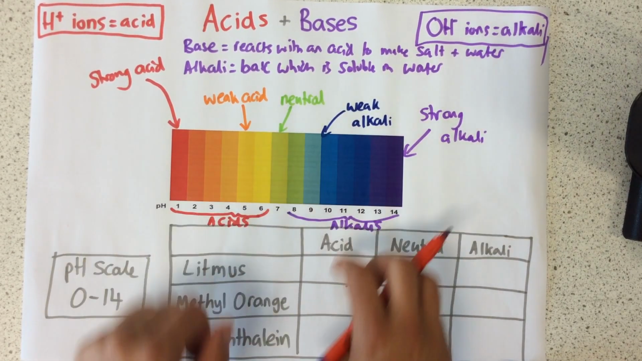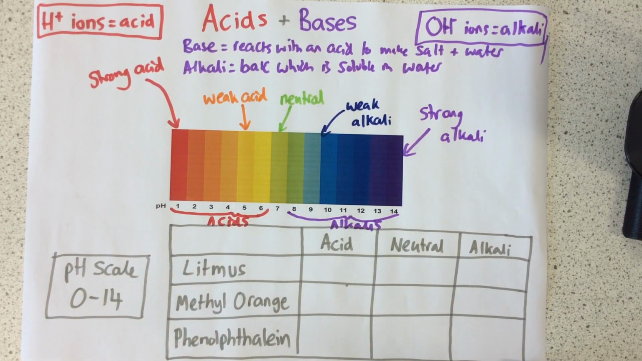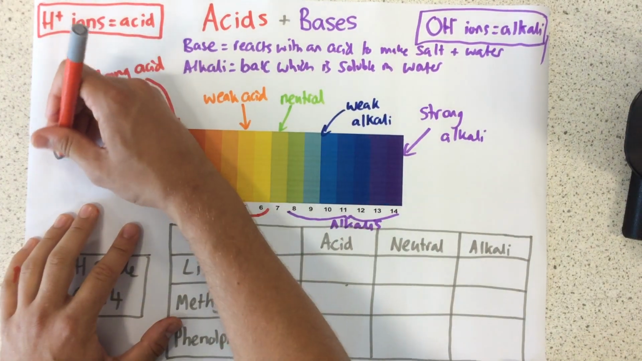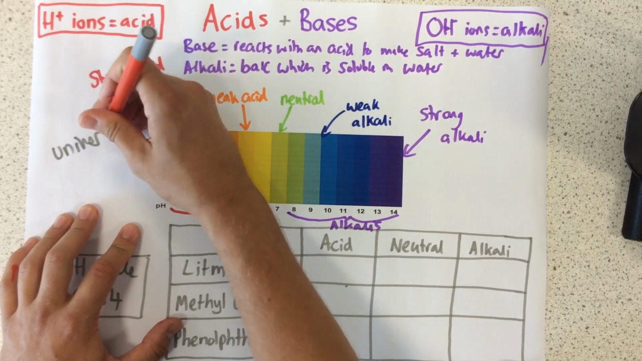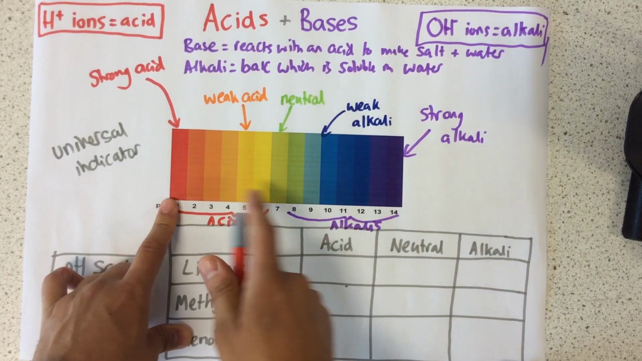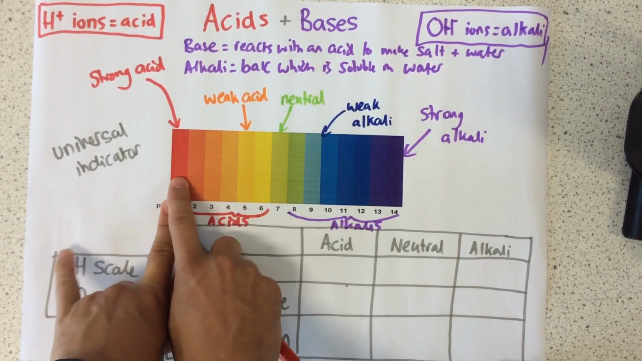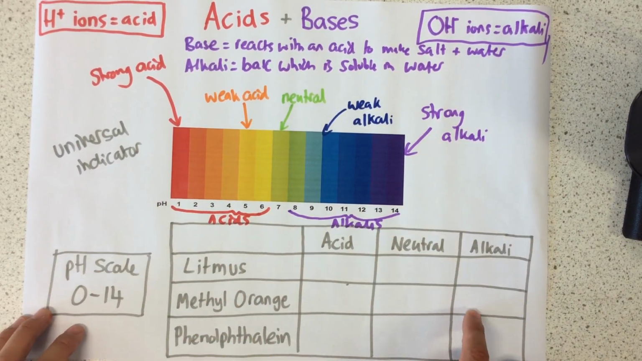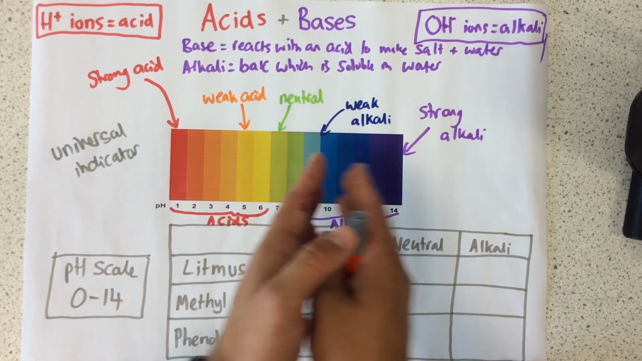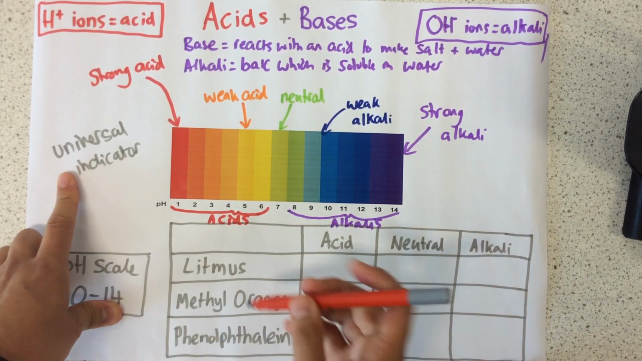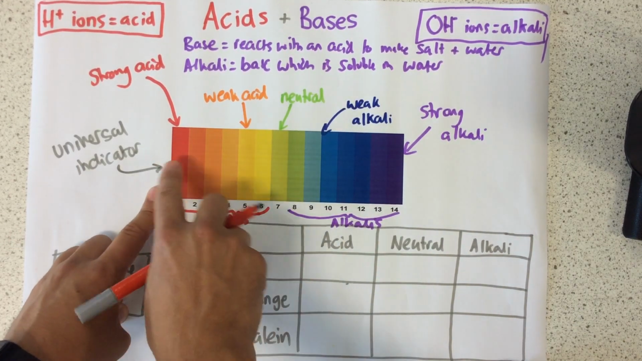So what's this colour scale all about? There's different things called indicators, and what indicators do is they change colour to show us if a substance is an acid, neutral or an alkali. The one that this scale is based on here is an indicator called universal indicator. It's very useful because if we added a few drops of universal indicator to an unknown substance, it would change to one of these colours to show whether it was a strong acid, weak acid. We'd be able to find the pH based on the colour change. So universal indicator gives us a nice change in spectrum of colours like this.